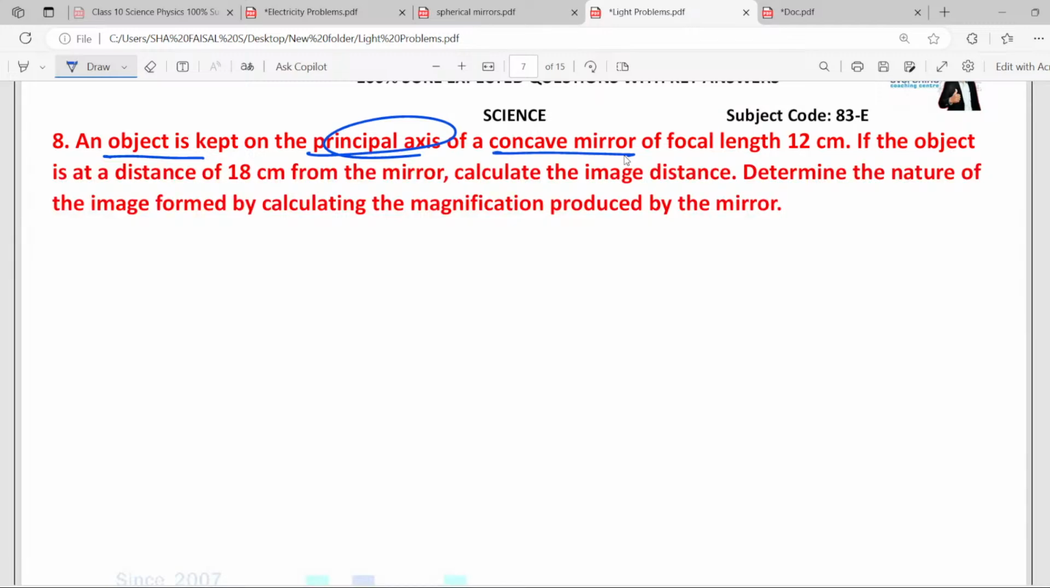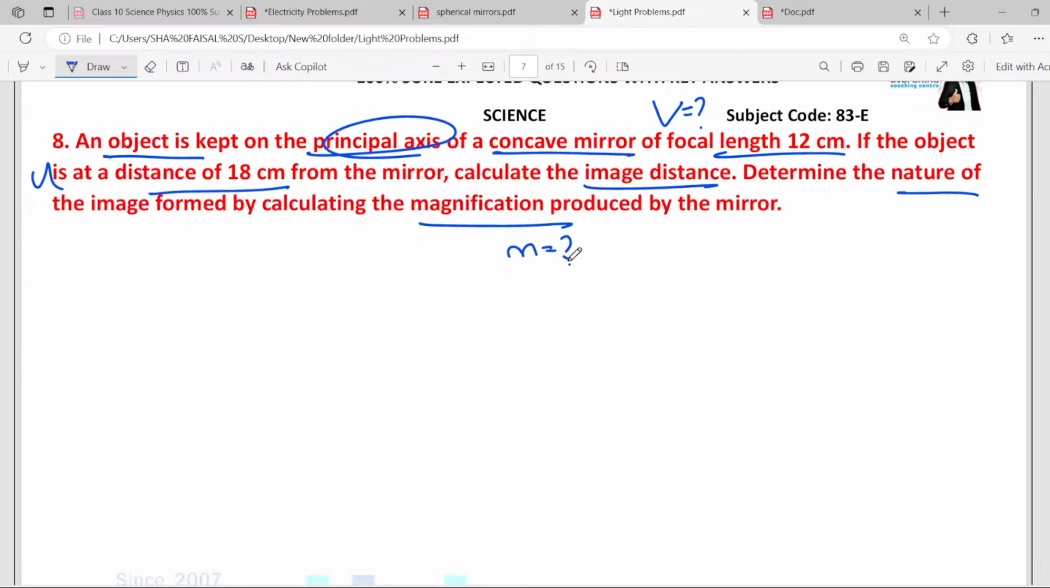Here we have to use the mirror formula. In that specific condition it is a concave mirror. They have given focal length 12 centimeter, the F value. The object is at a distance of 18 centimeter, which means they have given the U value. Calculate the image distance, they are asking the V value. Determine the nature of the image, whether it is small or big or inverted. That is what they are asking, nature. And also they are asking magnification. Very easy only, isn't it?